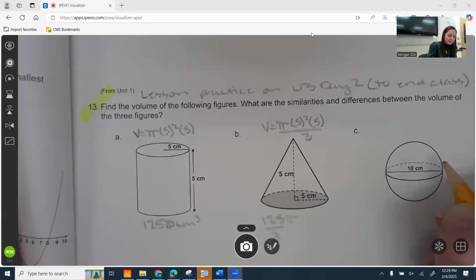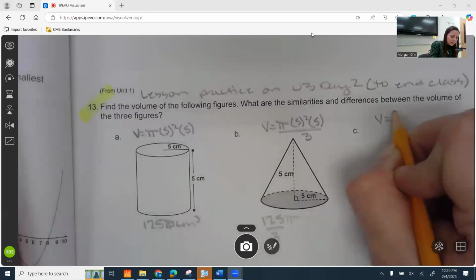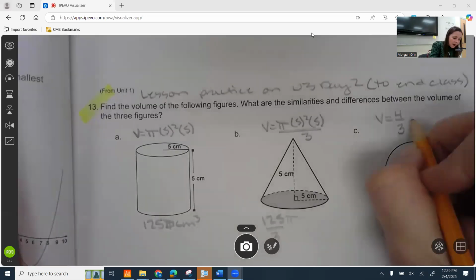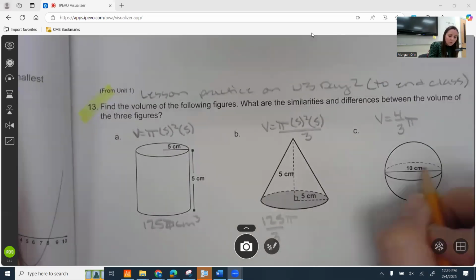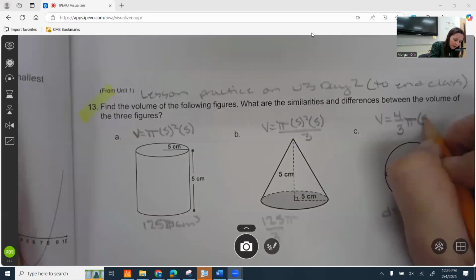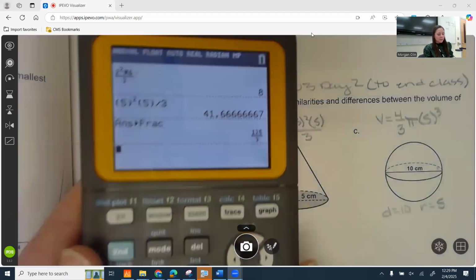All right, and then this time it's a sphere. A sphere we haven't done yet, but I just gave you the formula. It's 4/3 pi r cubed. Now be careful. If I give you a whole line, what is that? The diameter. So what does the radius equal? Half of it, 5. So we're going to put 5 cubed. The radius is actually 5 cubed.